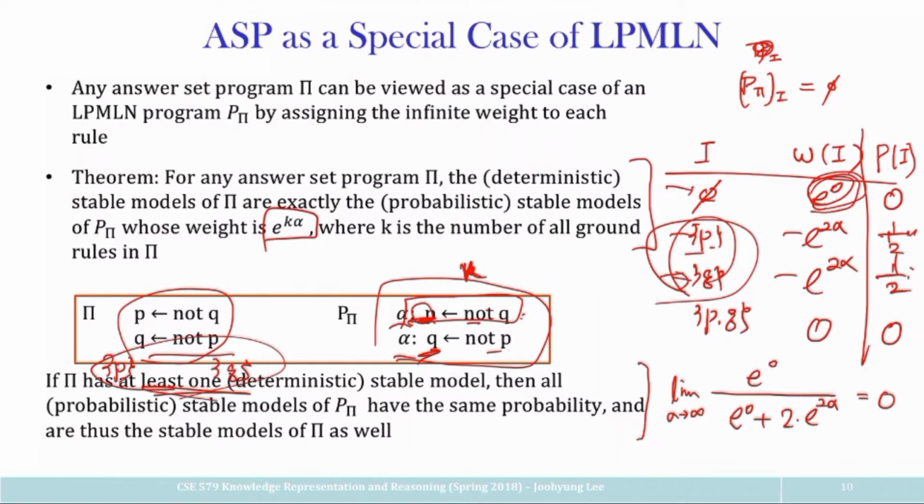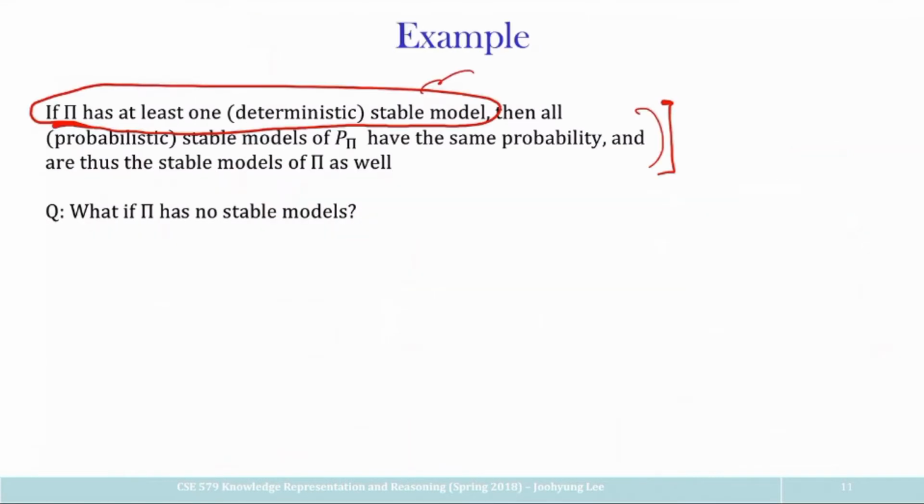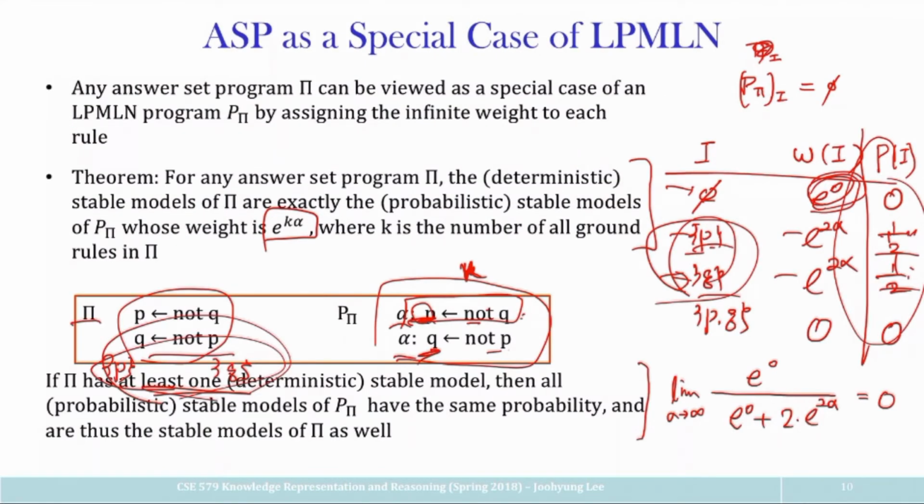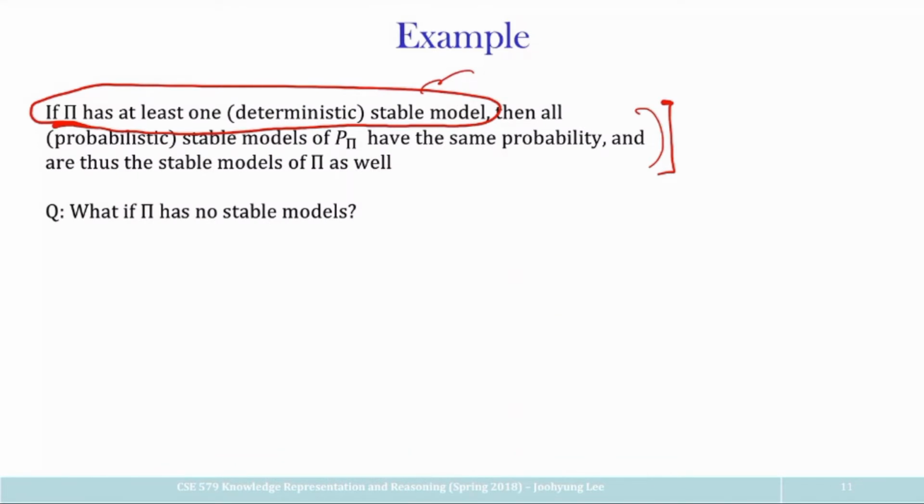So you can actually extract the stable models of the original program by looking at these. The stable models that have non-zero probability are P and Q. So P and Q must be the stable models of the original program. That's how you can solve ASP using an implementation of an LPMLN solver. But what I'm saying is, that's not necessarily true if this condition is missing. In the previous example, the pi that you started with has at least one stable model. It's called consistent. But if the original program doesn't have stable models, then something goes wrong.